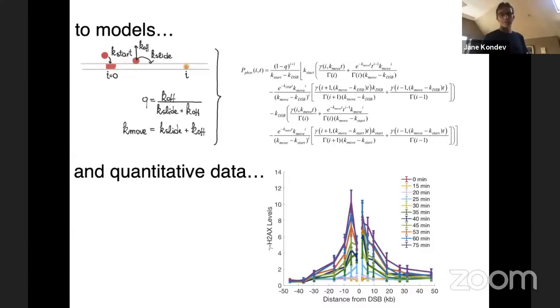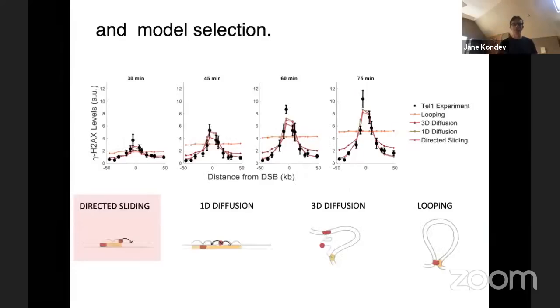In this particular case, what we decided to do is compete these four models against each other, with some kind of Bayesian approach. It doesn't really matter. The bottom line is, at the end of the day, we found that this directed sliding model, where the kinase starts from the double-stranded break and moves along the DNA, is the one that does best with the data.